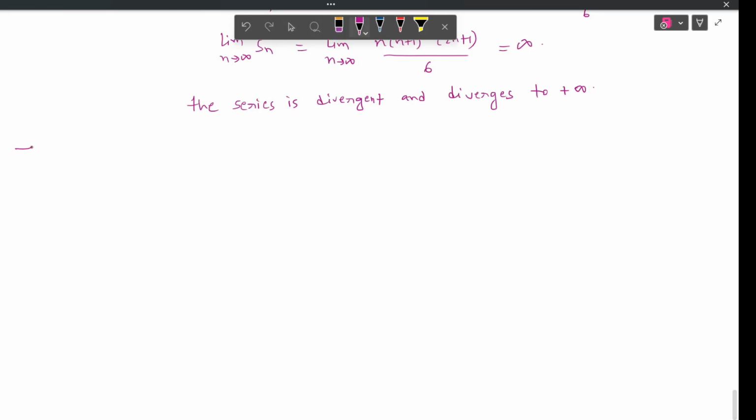Now, oscillatory series. A series summation of un of real numbers is said to be oscillatory if the sequence Sn is oscillatory. If Sn is oscillatory, then summation of un will also be oscillatory, where Sn is u1 plus u2 and so on up to un. We know already that if a series is neither convergent nor divergent, that series is known as oscillatory, and we have seen one example regarding this.